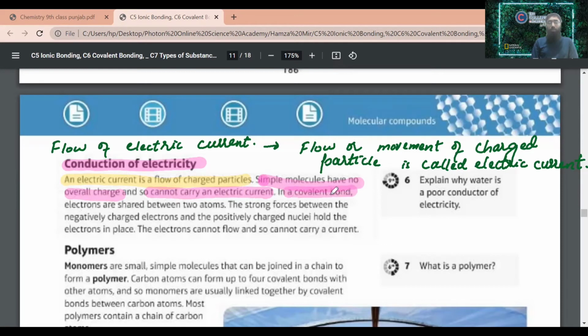In a covalent bond, electrons are shared between two atoms, as you know. The strong forces between negatively charged electrons and positively charged nuclei hold the electrons in place. Electrons cannot move. So molecules cannot conduct current. The electrons cannot flow and so cannot carry a current.